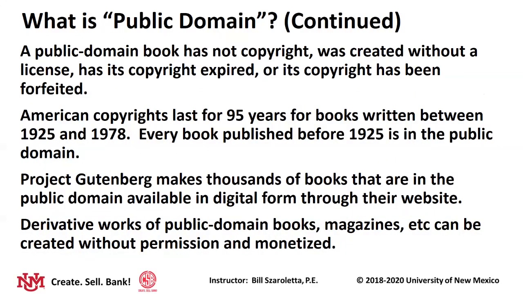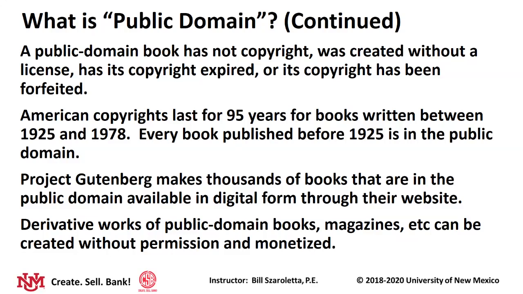Now, a public domain book has no copyright, was created without a license, or has its copyright expired, or its copyright has been forfeited. American copyrights last for 95 years for a book, and that's after it's published, for books written between 1925 and 1998. Every book, with some notable exceptions, published before 1925 is in the public domain.